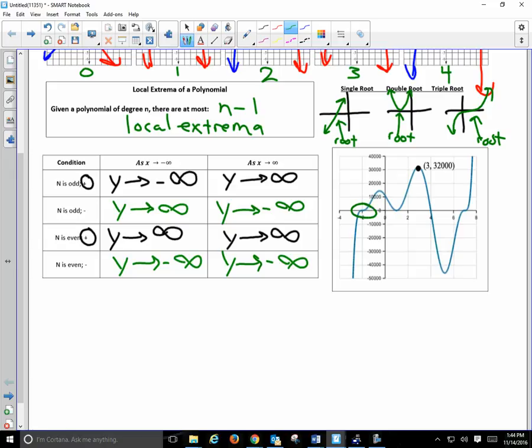So is that a single root, double root, triple root? It's a triple root. How about this one? That's a double. This one? Single. This one? Triple.